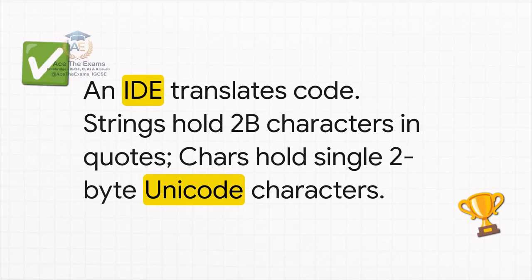Now, let's look at the upgraded answer, applying our 4-step framework. Visual Studio Community is an IDE that translates code. Strings hold up to 2 billion characters in double quotes. Chars hold single 2-byte Unicode characters. Look at how beautifully dense that is. We've got the exact definition, the mechanism, precise constraints, and examiner-approved technical vocabulary. That right there is exactly how you perfectly follow the pipeline to secure maximum points.